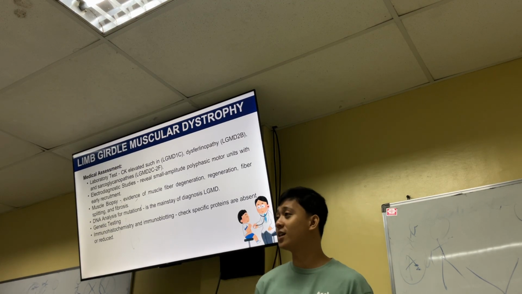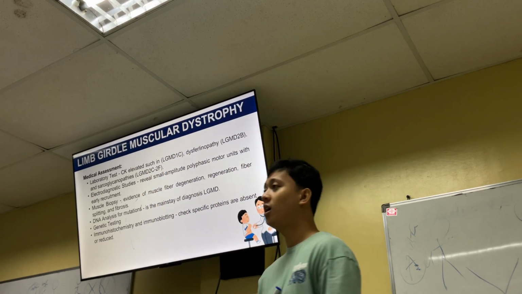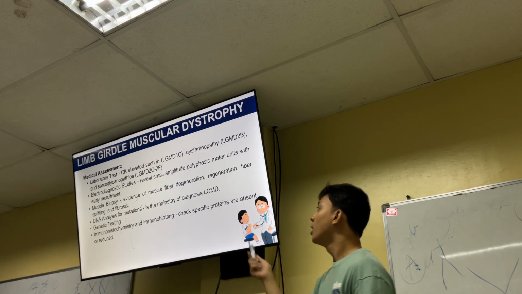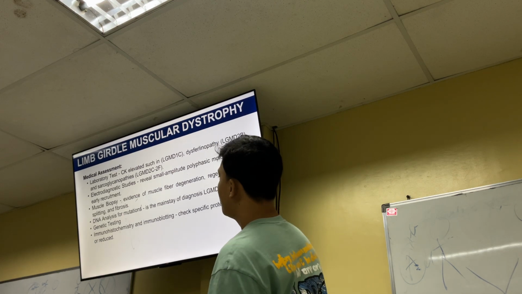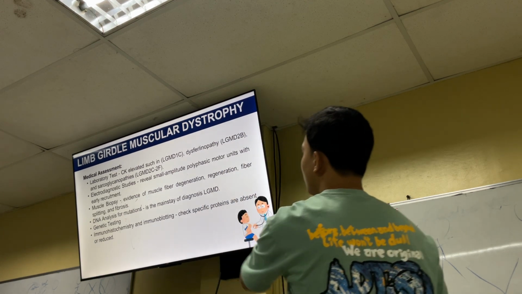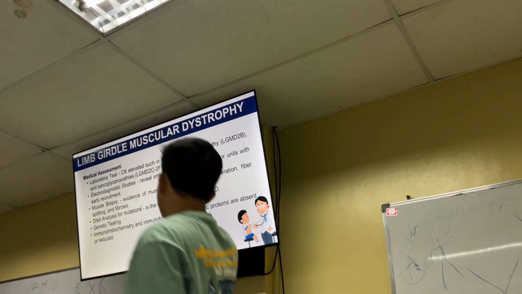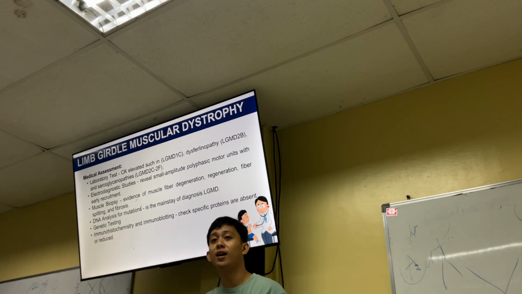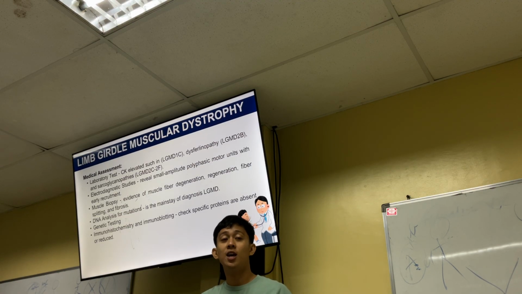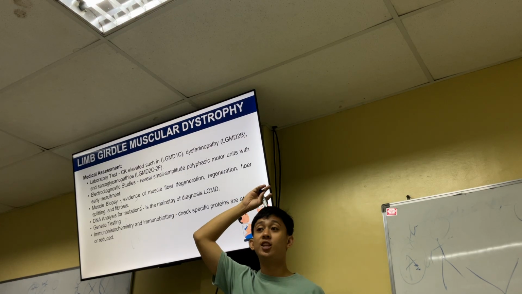Here, medical assessment. Laboratory test: CK is elevated in some forms. Electrodiagnostic studies show a problem with the polyphasic motor units, and the muscle biopsy shows evidence of muscle fiber degeneration. And your DNA testing, which is the mainstay of diagnosis of the condition. Again, the mainstay of diagnosis in dystrophies is your genetic testing. Genetic mutation testing.